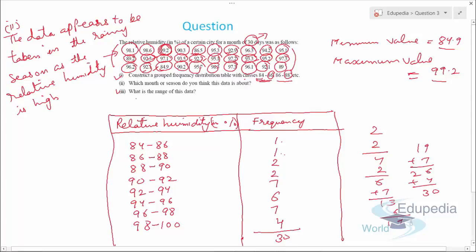Now what is the range of this data? This means maximum value minus the minimum value. So we can write the range of data is 99.2 minus 84.9. So when we subtract this, it will come out to be 14.3. So this is how we can use the concept of presentation of data to represent the data in an easily readable form.